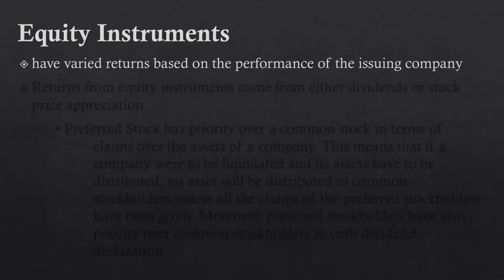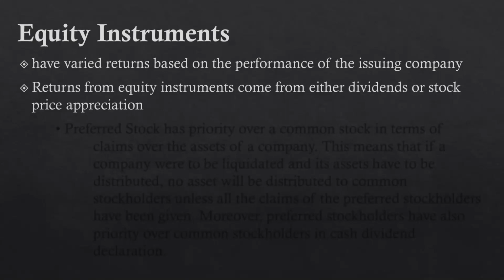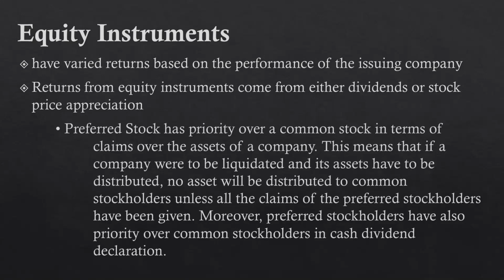These instruments generally have varied returns based on the performance of the issuing company. Returns for equity instruments come from either dividends or stock price appreciation. So you can have it taken from a preferred stock, which has priority over common stock in terms of claims over the assets of a company. This means that if a company were to be liquidated and its assets have to be distributed, no asset will be distributed to common stockholders unless all of the preferred stockholders have been given. Priority would be the preferred stockholders.